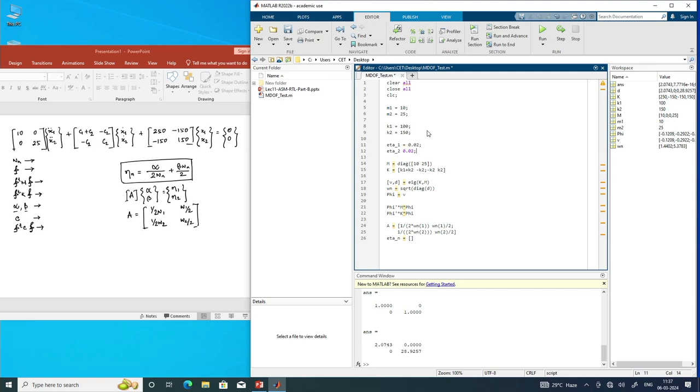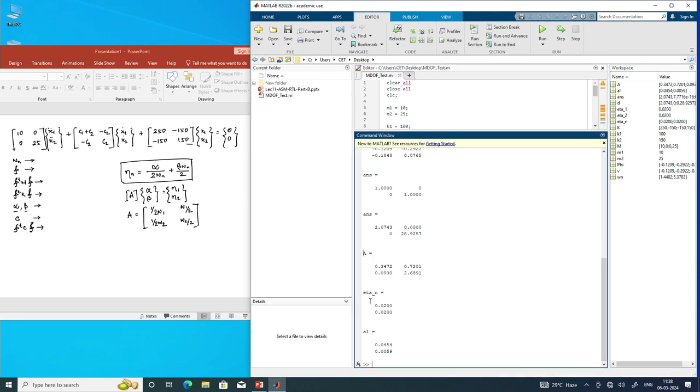Then what we will do? We will change and see how they will vary. So, now here we have eta 1, eta 2 and then finally, we have to find out this alpha and beta. So, let me call it AL is equal to inverse of A star eta n. So, let us run it. Fine, job is done. So, we define this A matrix and then eta n we have 2% damping in both the modes and we have alpha that is 0.0454 and beta is 0.0059.